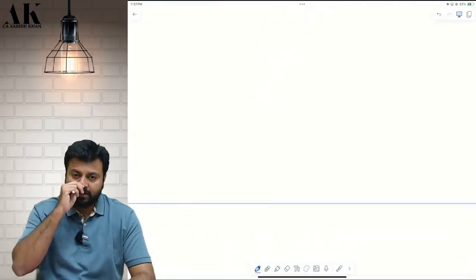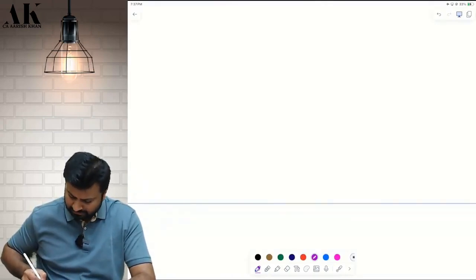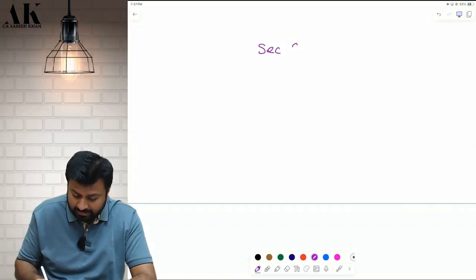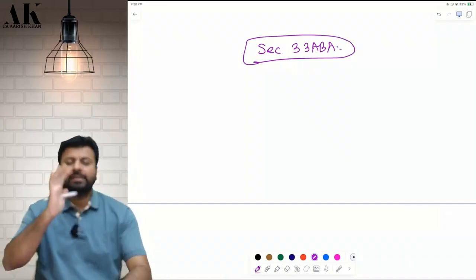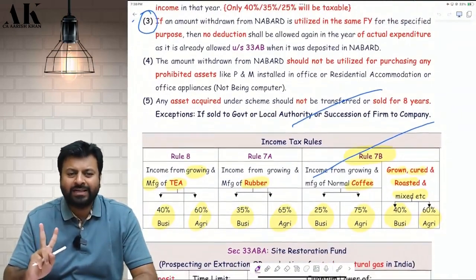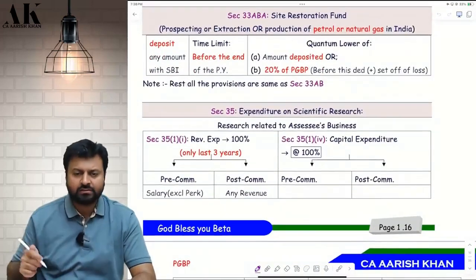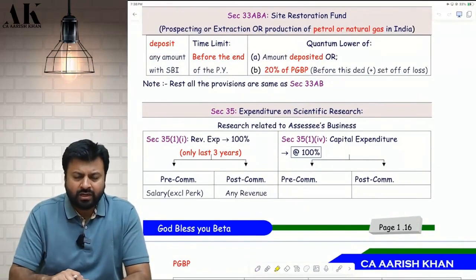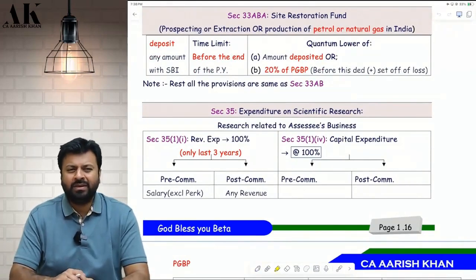Now after section 33AB, there is a similar section, almost copy paste, section 33ABA. Exactly similar to 33AB with just two minor changes. Not very important for exam also this one. Okay. 33AB is very important. ABA is not that important.